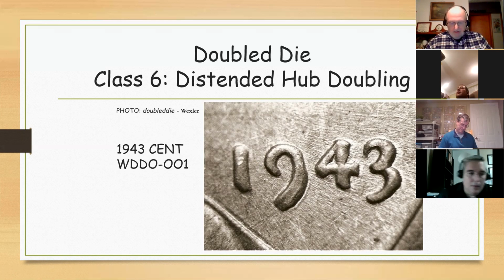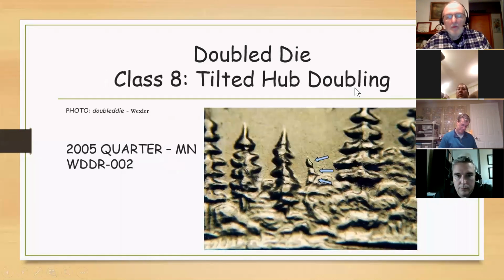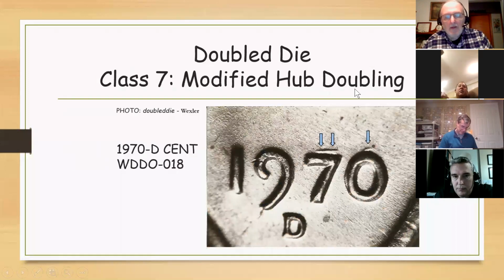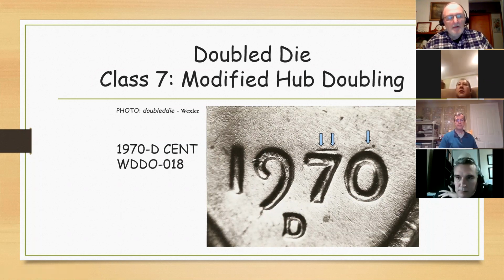Okay, let's move on to class 7. Let's see what we got here. Modified hub doubling. Whoops. I even used a slide of a coin that had arrows on it to make it easier for us to look at. It's a 1970 Denver cent. It's a double die obverse. Now, what do we mean by modified?